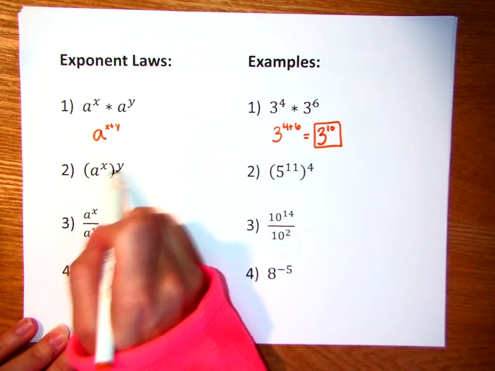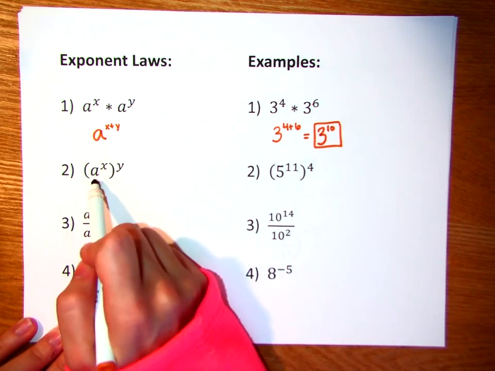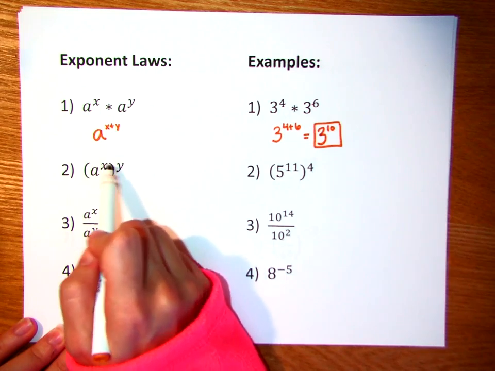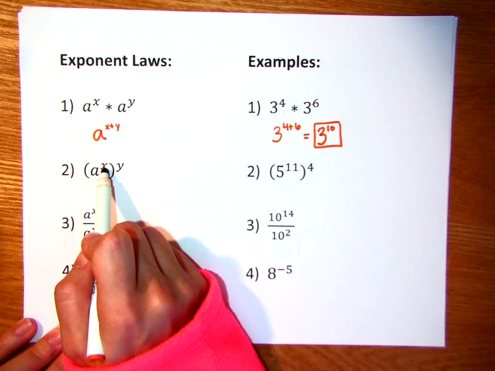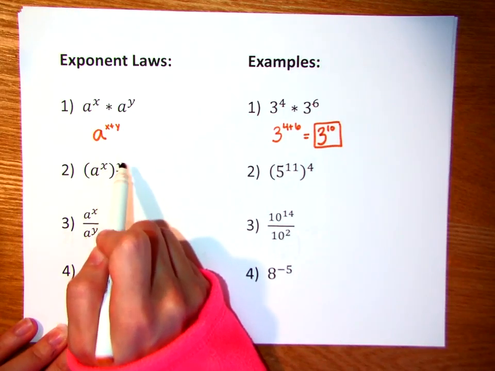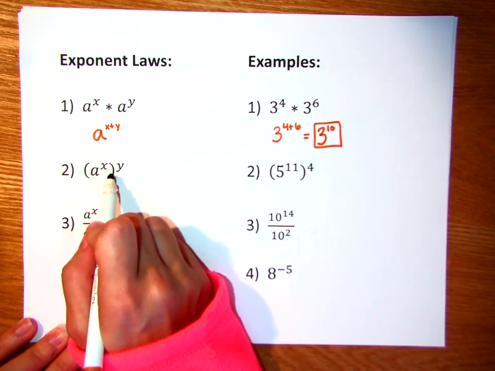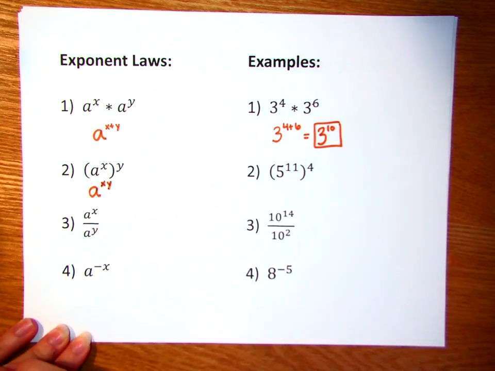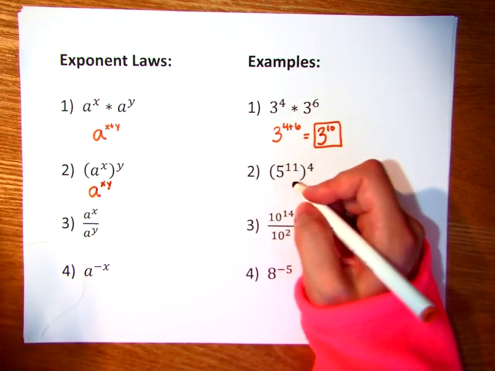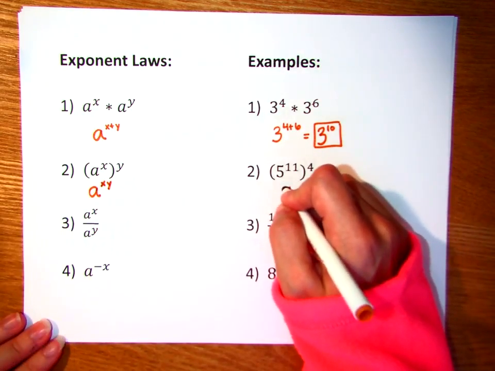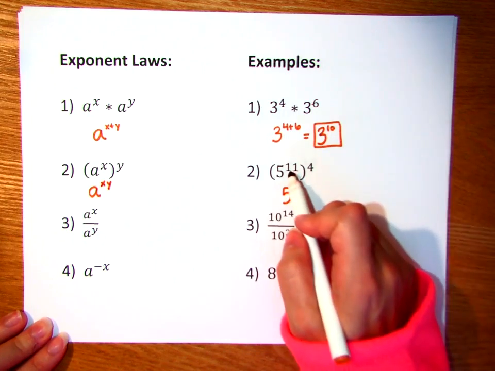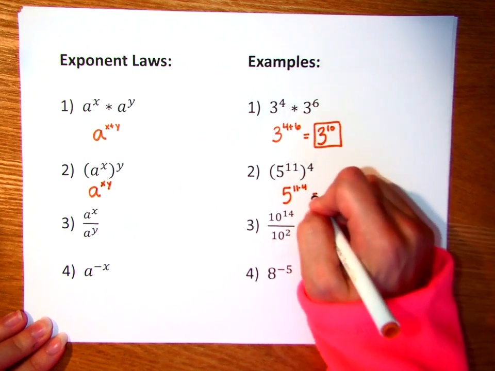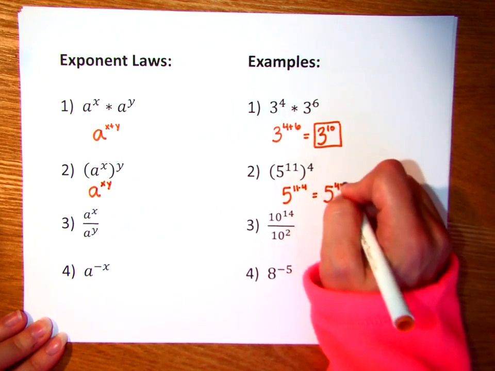When you have a power to a power, notice the difference between these two. This y doesn't have its own base, it's sharing a base, and this power of x is raised to a power of y, you want to multiply, as almost that parenthesis indicates. So you keep the base, and you multiply the exponents, x times y. So in this case here, we have a 5, so that's our base, and then the 11th power is raised to the 4th power, so we really want to do 11 times 4. So this is going to give me 5 to the 44th power.